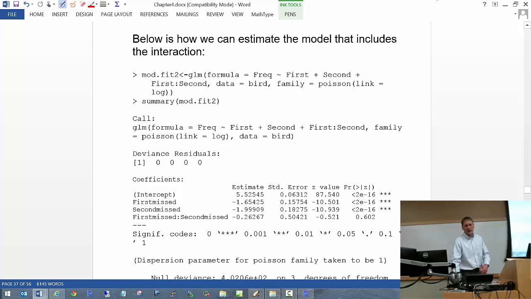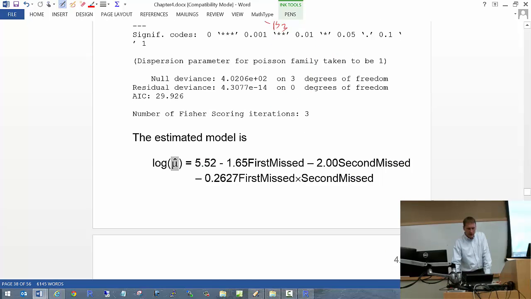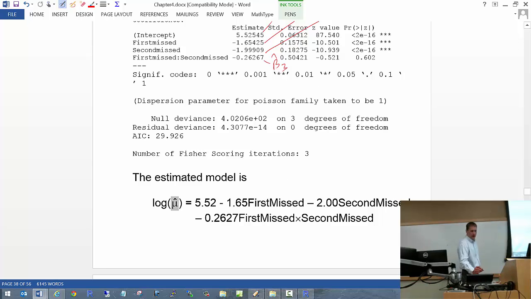Well, how can I estimate then the model that includes the interaction? Well, again, take first colon second there, as we first saw back in chapter 2 for interaction in a model. And this is what I get. So again, beta hat 0, beta hat 1, beta hat 2, and beta hat 3.